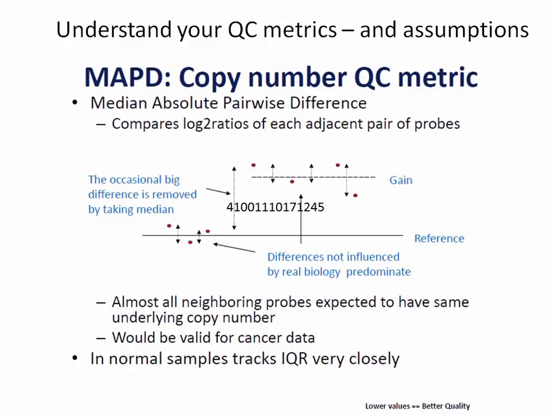I wanted to also mention that if you're using Cytoscan for constitutional, you've come to be used to having 3 QC metrics that you regularly look at, and there are some assumptions behind those, and you may need to think about how they play out in cancer. One of them is the MAPD, and that's basically just asking about neighboring probes and whether they are expected to have about the same copy number state, and it allows for transition points for real copy number changes.